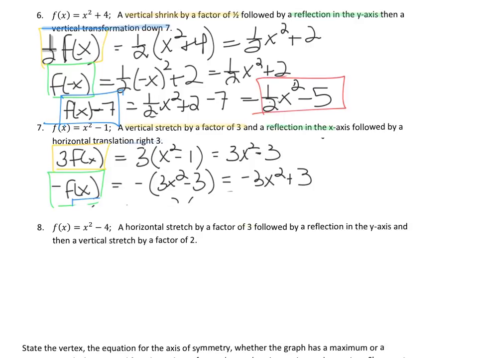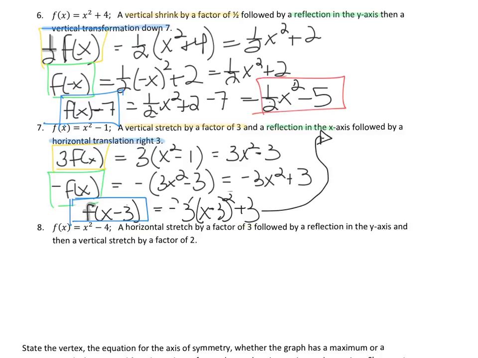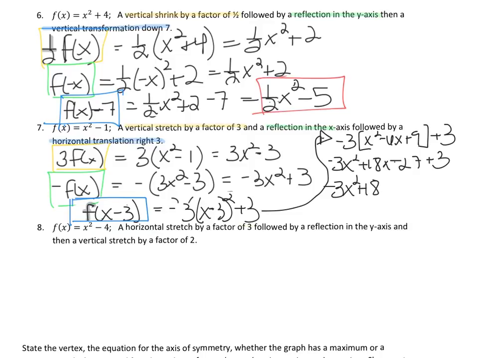The last thing it has for us here is to do a horizontal translation right 3. Function notation is f of x minus 3, which means negative 3 times (x minus 3) squared plus 3. We're going to multiply this out. Negative 3 times x squared minus 6x plus 9, plus the 3. Then I multiply: negative 3x squared plus 18x minus 27 plus the 3, negative 3x squared plus 18x minus 24 is my final answer.